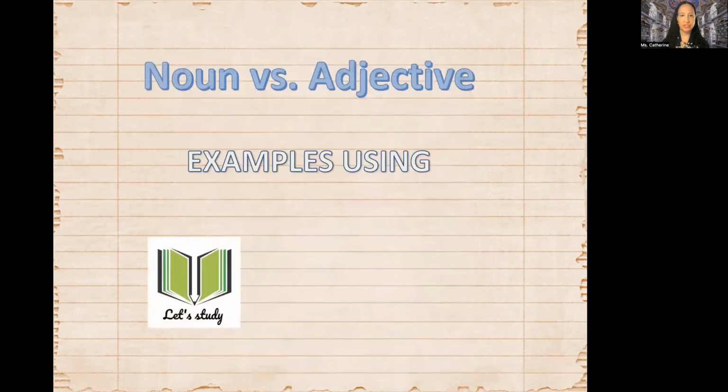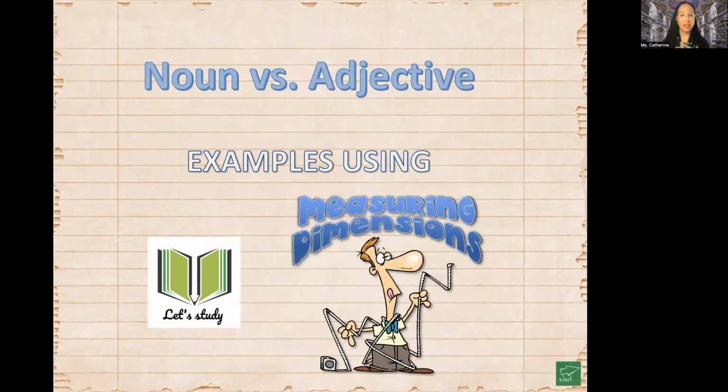Okay, noun versus adjective and examples of using them. Okay, so let's study measuring dimensions. Now, there are a lot of other examples of using nouns and adjectives, but this is a good way to learn them because we have to measure things all the time.